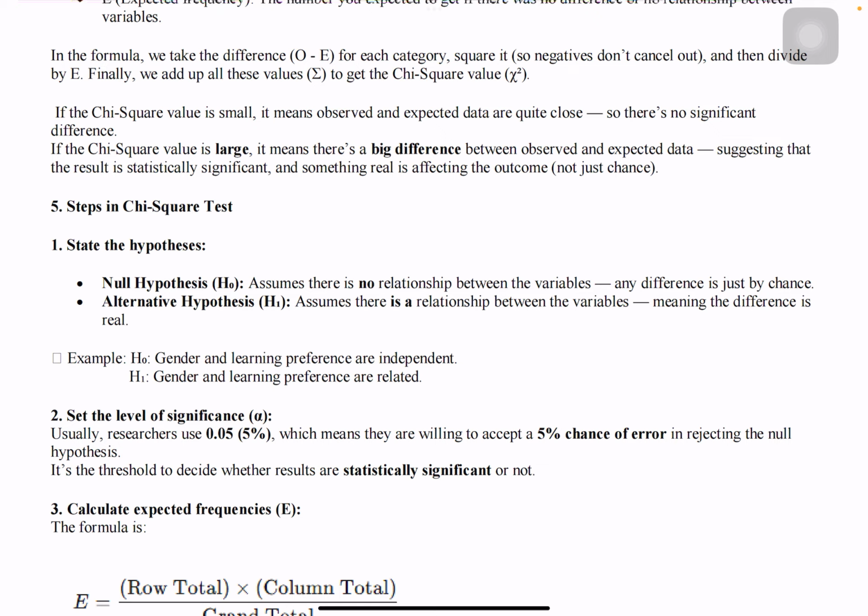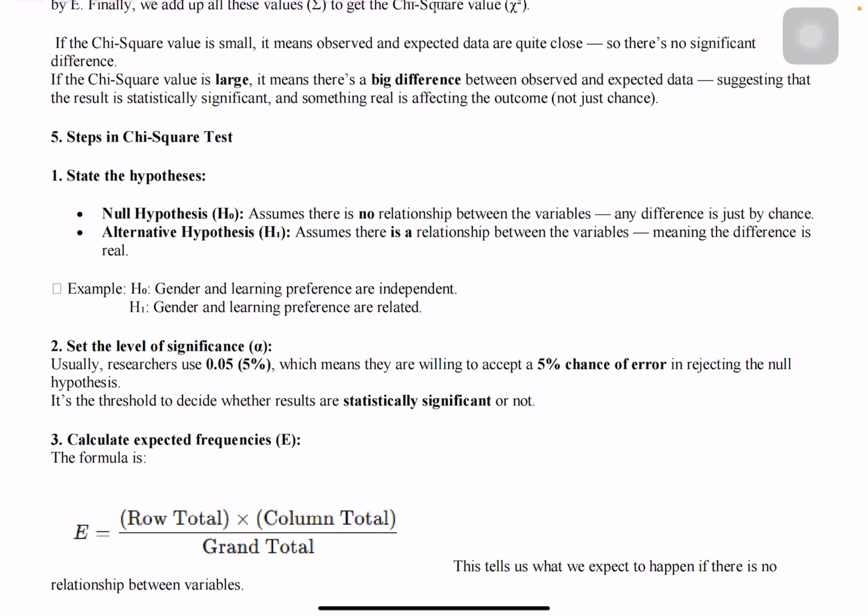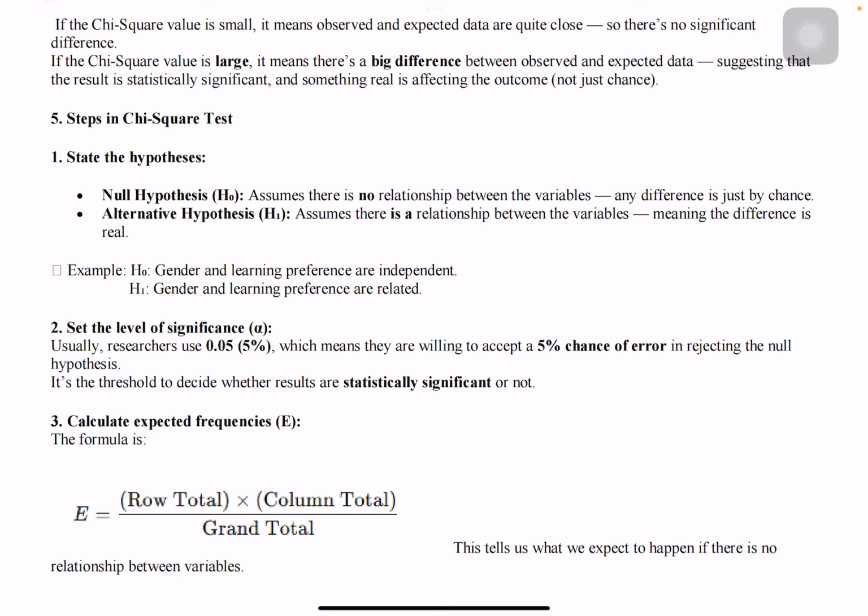Set the level of significance, which is denoted by small a. Usually researchers use 0.05, which is 5%, which means they are willing to accept a 5% chance of error in rejecting the null hypothesis. It is the threshold to decide whether results are statistically significant or not.